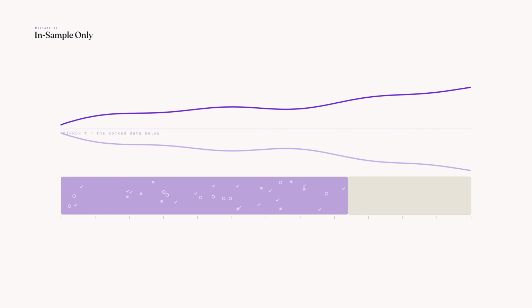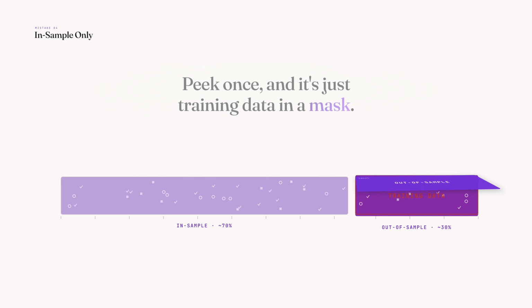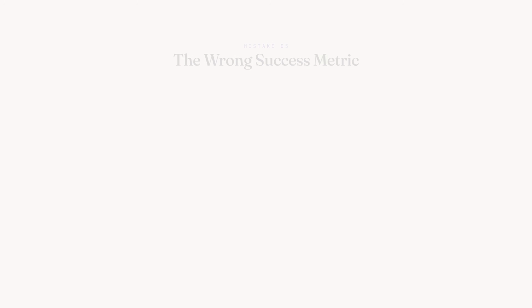Mistake 4. Never testing on data you didn't touch. If you designed, tuned, and evaluated on the same history, your backtest is just a mirror. It shows you the answer you already fit to. The only honest test is out of sample, data the strategy has never seen, held back and untouched until the very end. And it has to stay untouched. The moment you peek, tweak, and retest on it, it's not out of sample anymore, it's just more training data wearing a disguise.